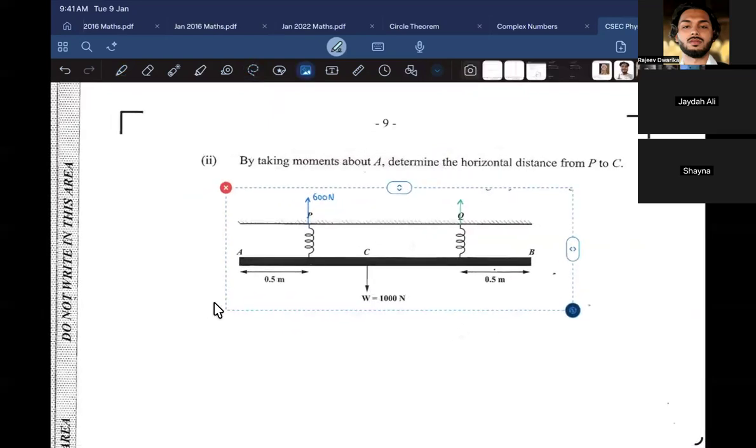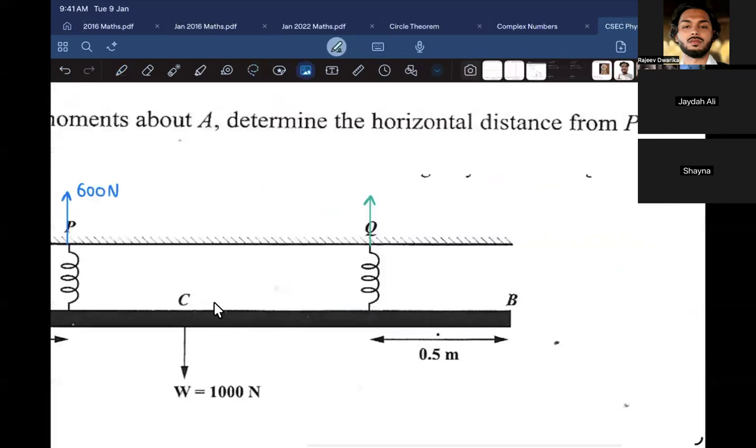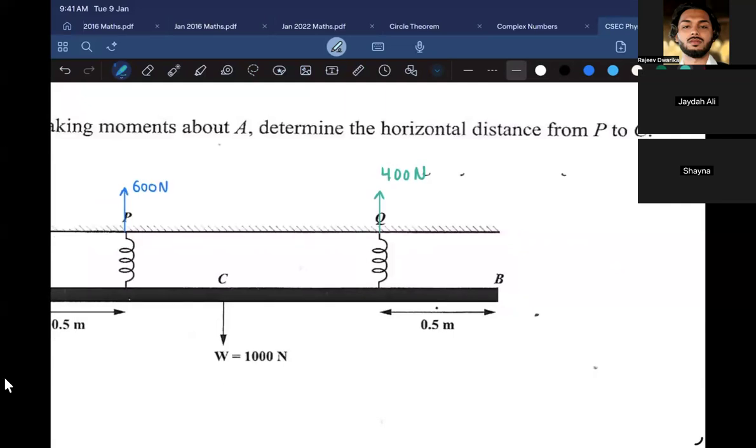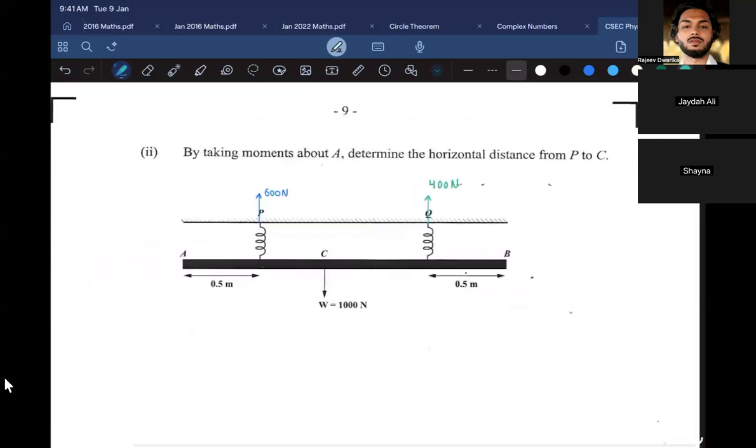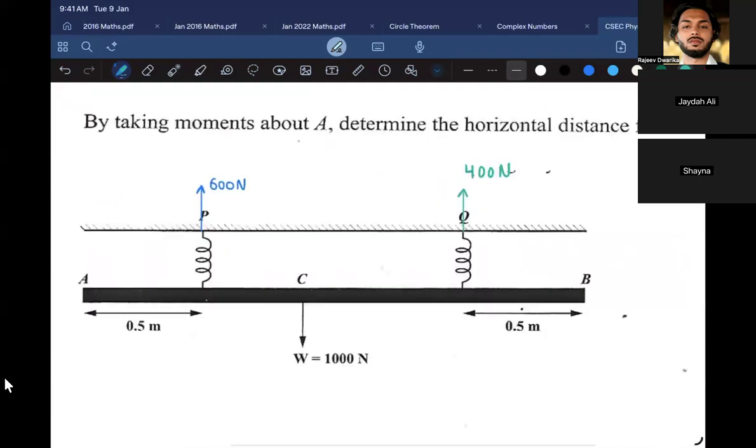Okay, cool. So, Jada, we found the tension on Q to be 400 newtons, right? Yes. Right. Jada, are we okay so far? Yes, sir. Okay, cool. Now, just one small adjustment. Jada, if you have a spring like this, do you think the upward force will be over here? Do you think it'll be over here? What do you think?